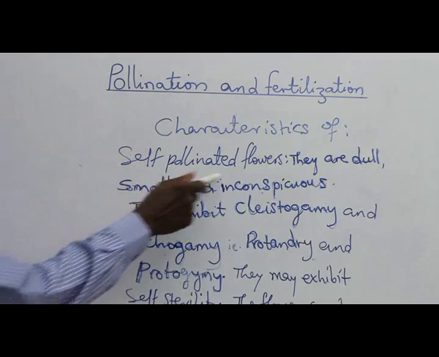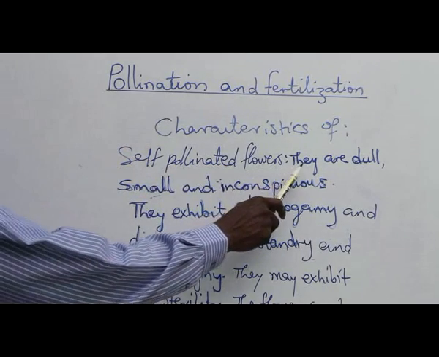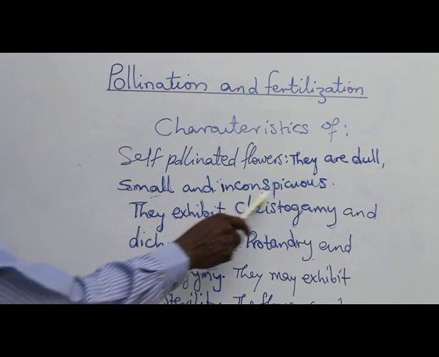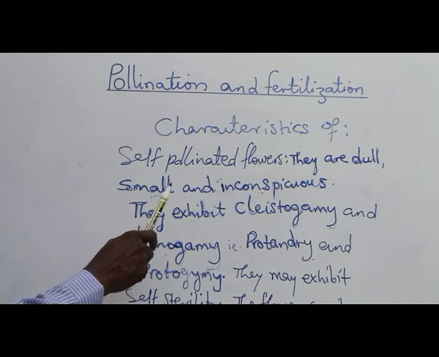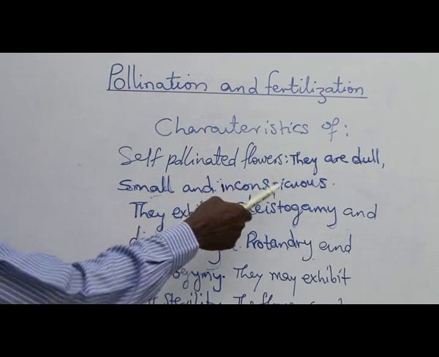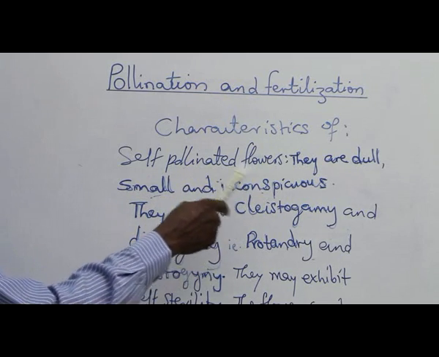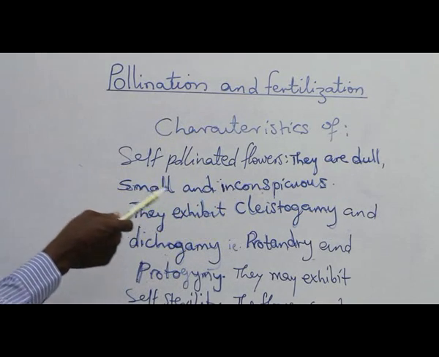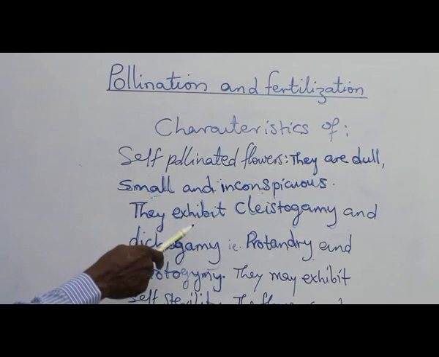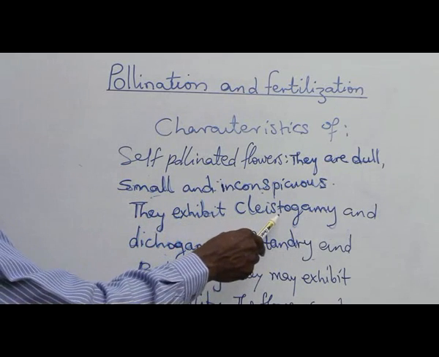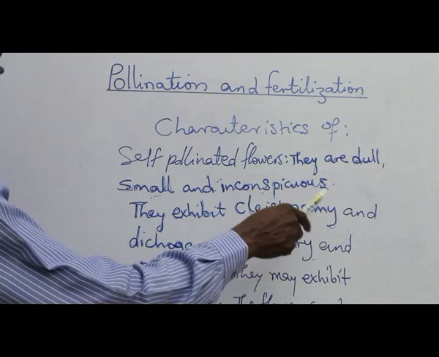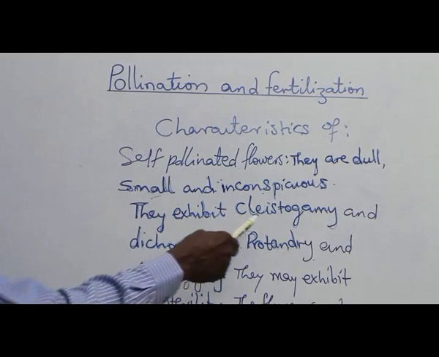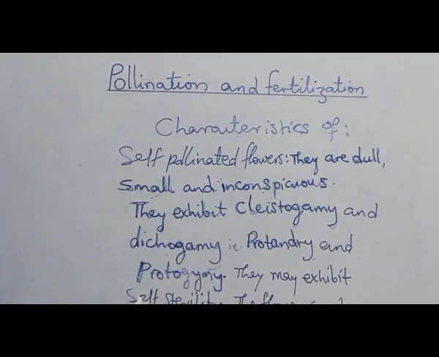Characteristics of self-pollinated flowers: they are dull, small, and inconspicuous. So the possibility of an insect or other animal seeing them and visiting them, and by accident or by design carrying pollen grain from the flower to another, is remote. They exhibit cleistogamy. In this case, the flower remains closed until fertilization and fruiting. So there is no possibility for cross-pollination.